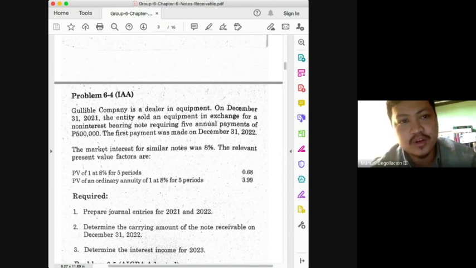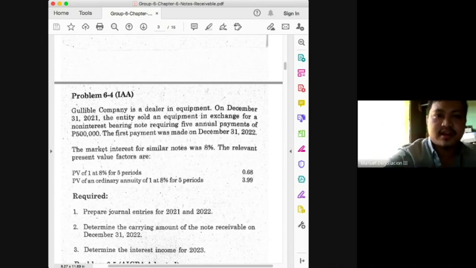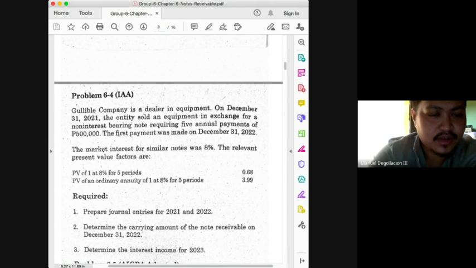Okay, I hope you're able to follow. Initially, it was 2,500,000, but since we received a payment of 500,000, the remaining balance of your gross receivable would be 2 million. And you could actually just get the present value of these 2 million, class. You'll already get your answer, but since you're not given the factor for 4 periods, you'll have to solve this by deducting the balance of your unearned interest income.